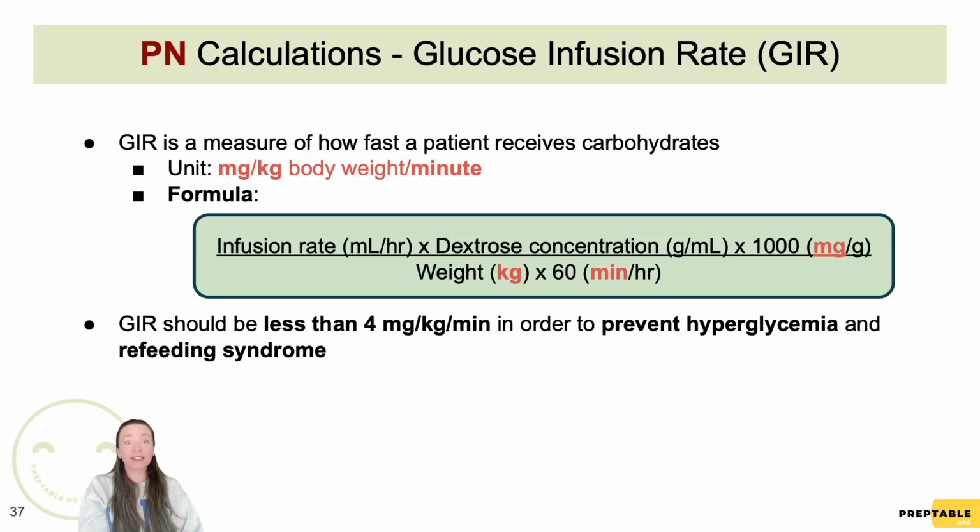This formula considers the infusion rate of the PN solution, the concentration of dextrose in the solution, and the patient's body weight. Those values would be provided in the problem, while the 1,000 milligram per gram and the 60-minute per hour will always remain the same in the formula. And it is so important to keep track of your units in this question.